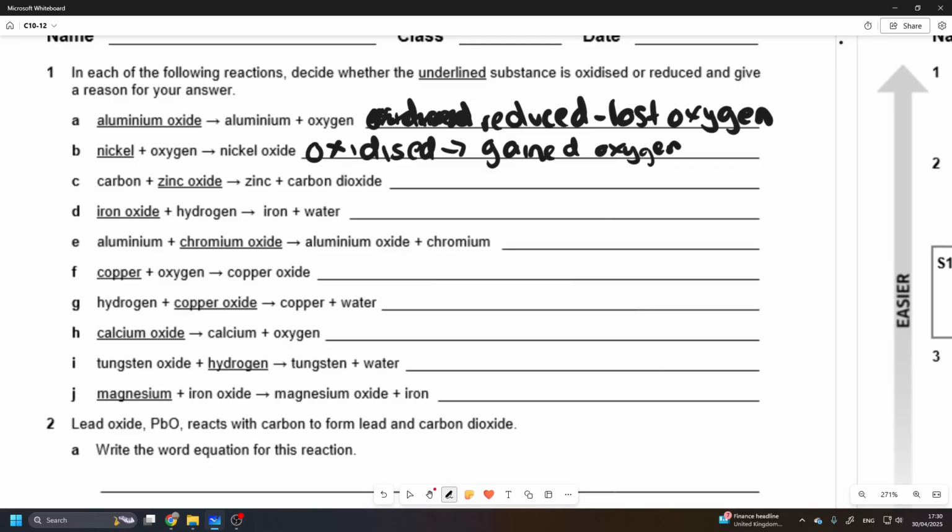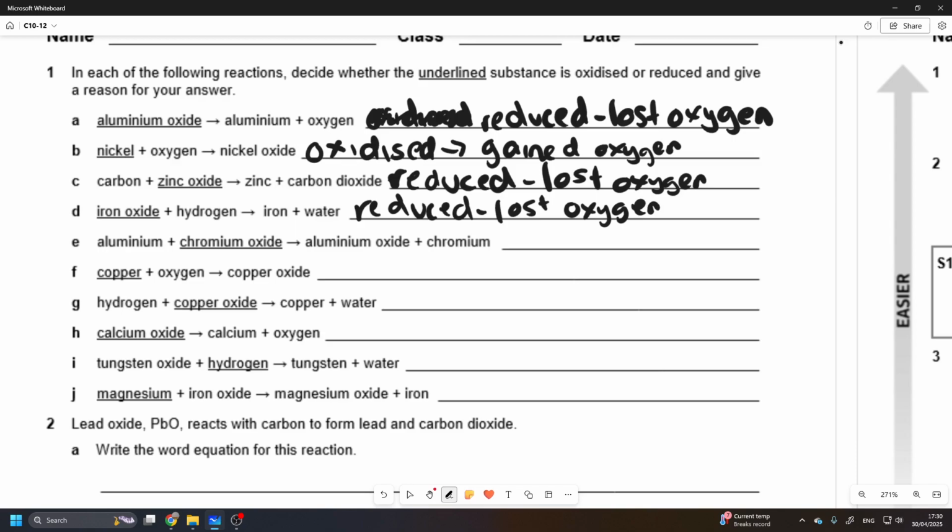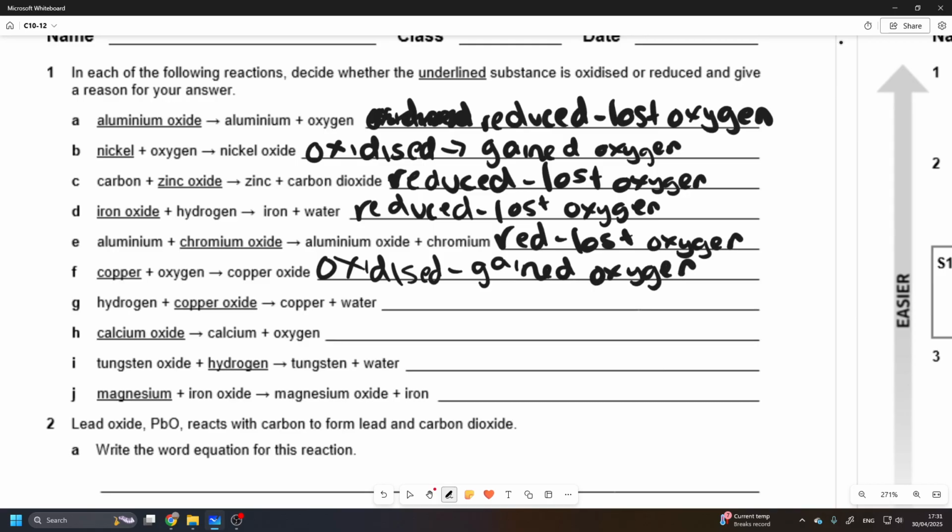Carbon plus zinc oxide becomes zinc. Well, this has lost oxygen, so it's been reduced. Iron oxide becomes iron, so again, it's been reduced because it's lost oxygen. We're seeing a pattern here. Chromium oxide to chromium has been reduced because it's lost oxygen. Copper becomes copper oxide. That's been oxidized because it's gained oxygen. Copper oxide becomes copper. That's been reduced because it's lost oxygen. Calcium oxide becomes calcium. It's been reduced because it's lost oxygen.